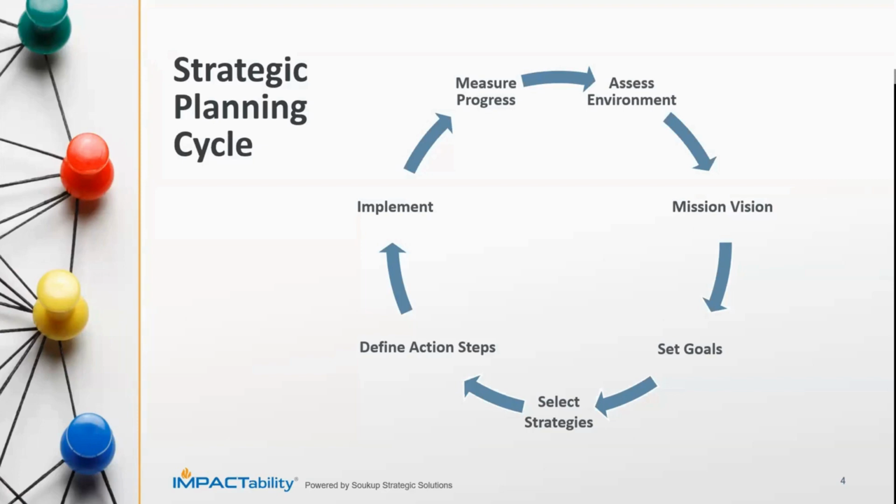Once you've selected your strategies, and this is often the work that you next do with staff or in committee, you define your action steps. Exactly what are you going to do, who is going to do it, and what is the time frame in which it will be done. That's the action steps. You move on to your implementation and measure progress over time. And then after your cycle has come to an end, you're going to start the process all over again.